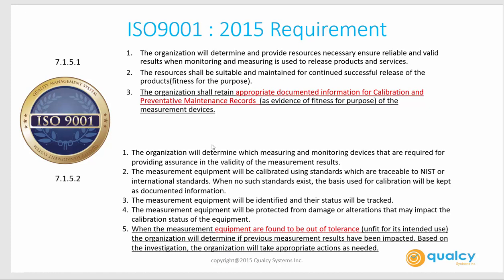One of the key requirements is that when equipment is found to be out of tolerance, mostly if it is a piece of equipment used for measurements, we have to make sure that the previous measurement results have not been impacted. So we have to do some investigations and we have to keep records. We'll discuss in more detail how to handle the out of tolerance records.